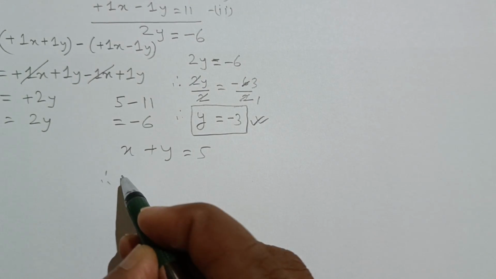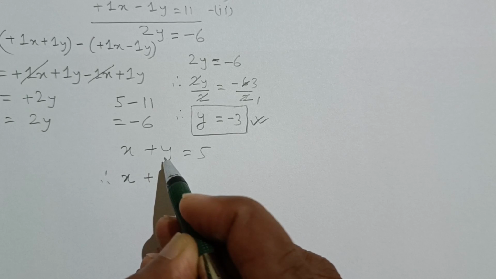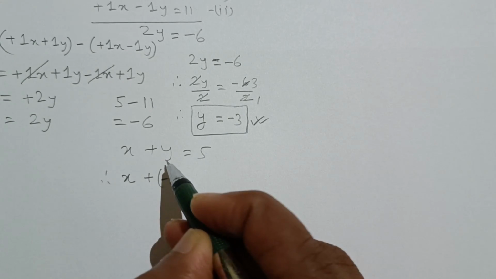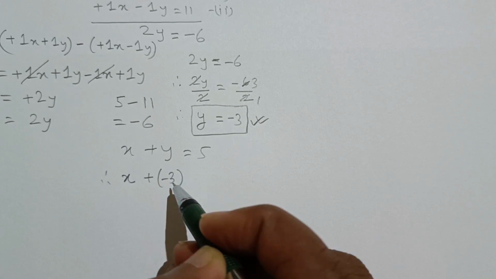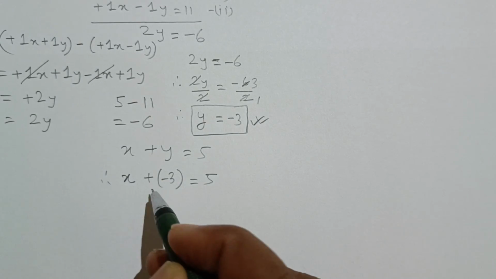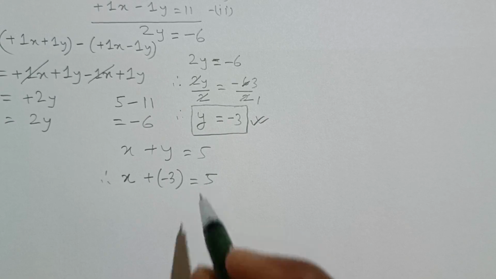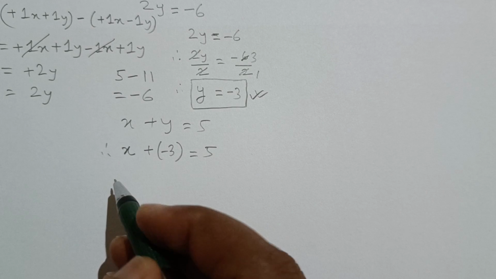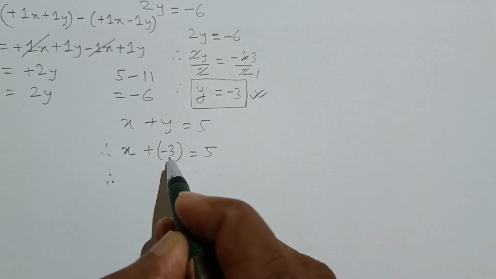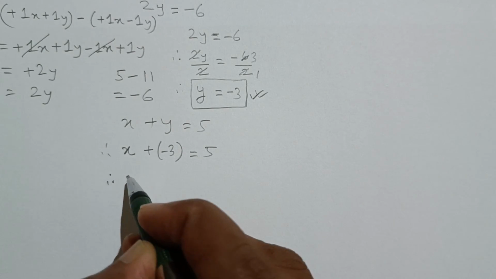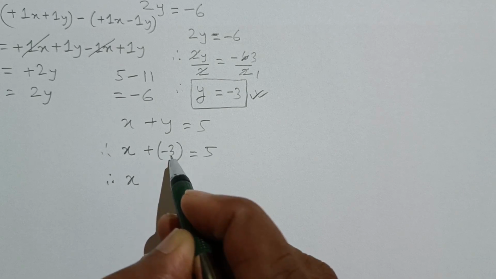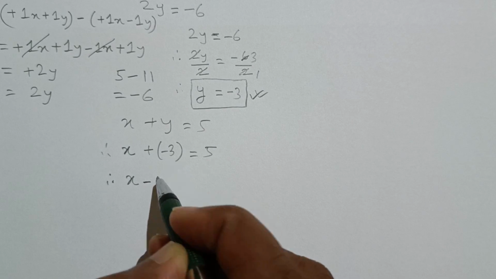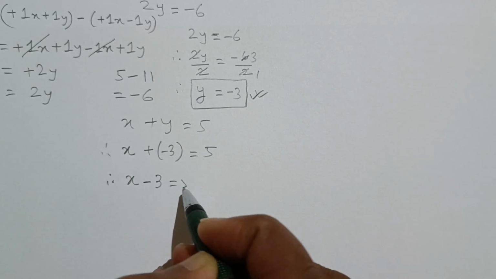So this equation now becomes x plus, what is the value of y? The value of y is minus 3. So instead of y I am writing its value, which is minus 3. So x plus minus 3 equals 5. And now let us solve this to find the value of x. Plus into minus 3, plus into minus is minus. So minus 3. So x minus 3 equals 5.